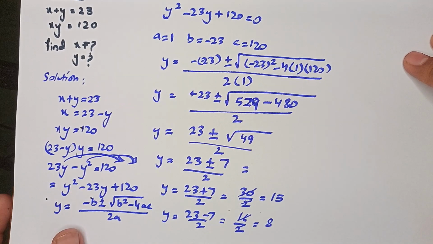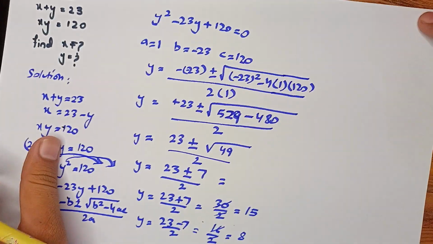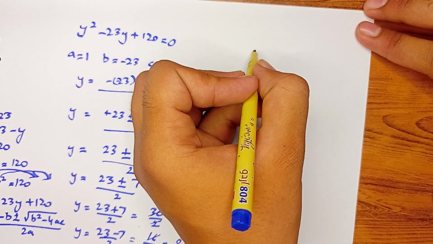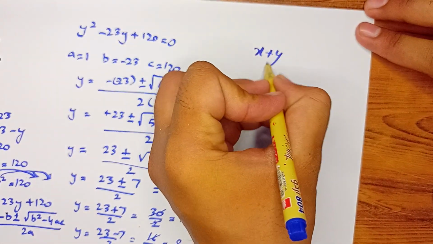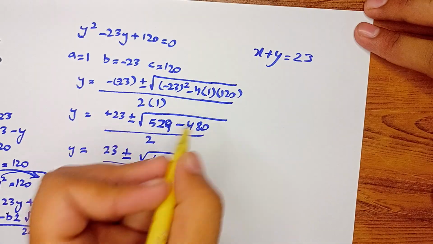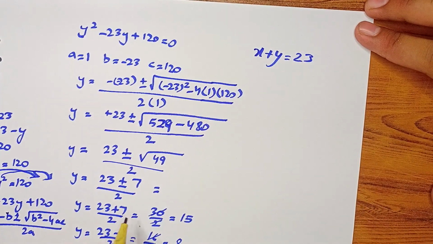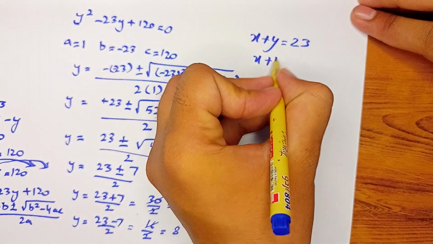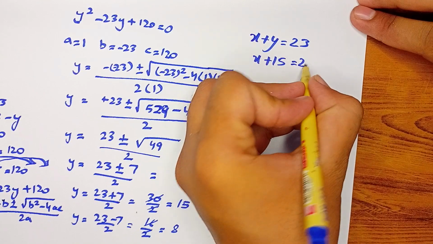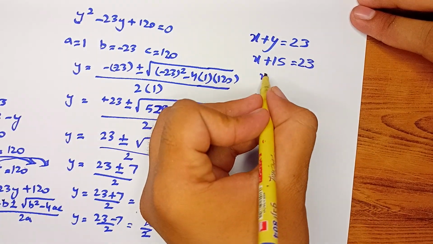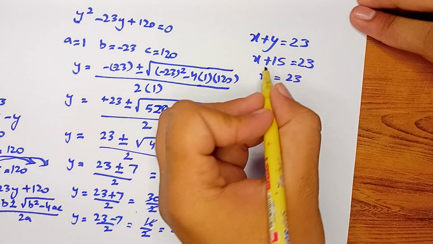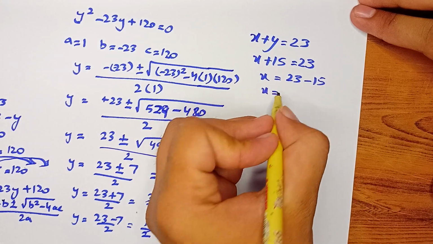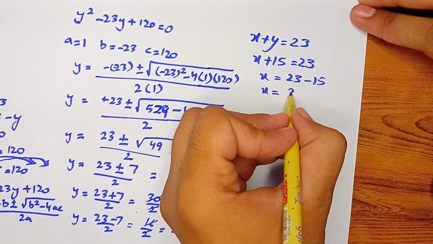Let's put these two values in our first equation. Our first equation is x plus y equal to 23. Our first value of y is 15, and then 23 is as it is, and 15 comes to the second place with a minus. So the value of x is 8.